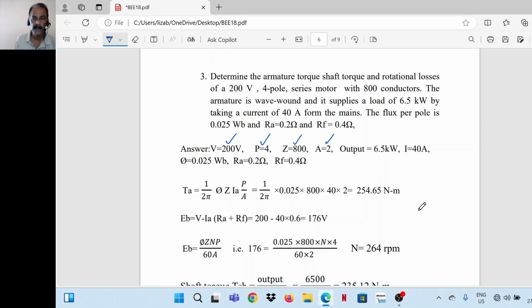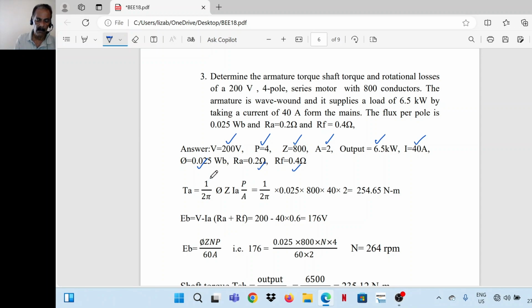It supplies a load of 6.5 kilowatts. That means output is 6.5 kilowatts by taking a current of 40 ampere. So input current or armature current is 40 ampere. Flux per pole is 0.025 weber. Armature resistance 0.2, field resistance 0.4. So we have to find out the armature torque, shaft torque and rotational losses.